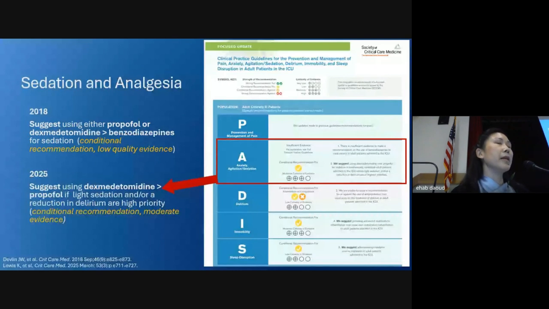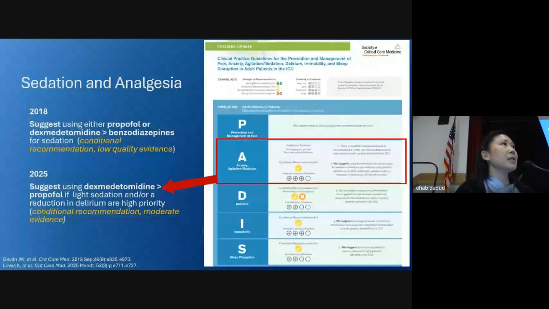Some of the updates within that guideline are going to be that instead of suggesting propofol or dexmedetomidine over benzodiazepine, they made this comment about dexmedetomidine is preferred. So dexmedetomidine is otherwise known as Precedex, just so you can put those two together. So they're suggesting Precedex or dexmedetomidine over propofol. This is a conditional recommendation. We kind of all knew this before, like the dexmedetomidine to get the lighter sedation levels, get them extubated faster.